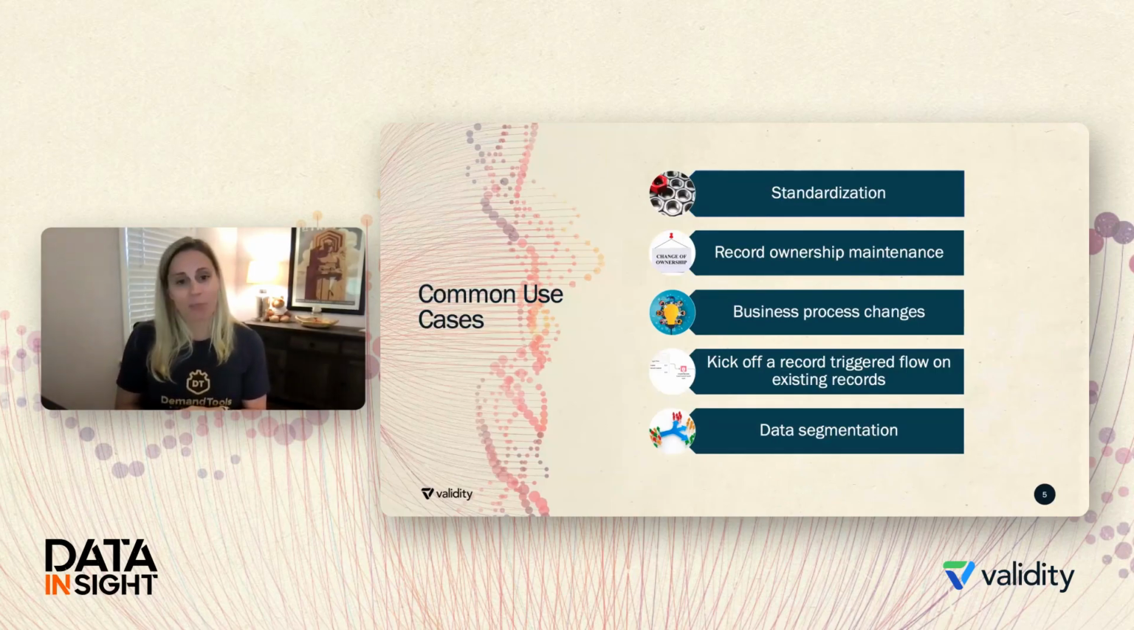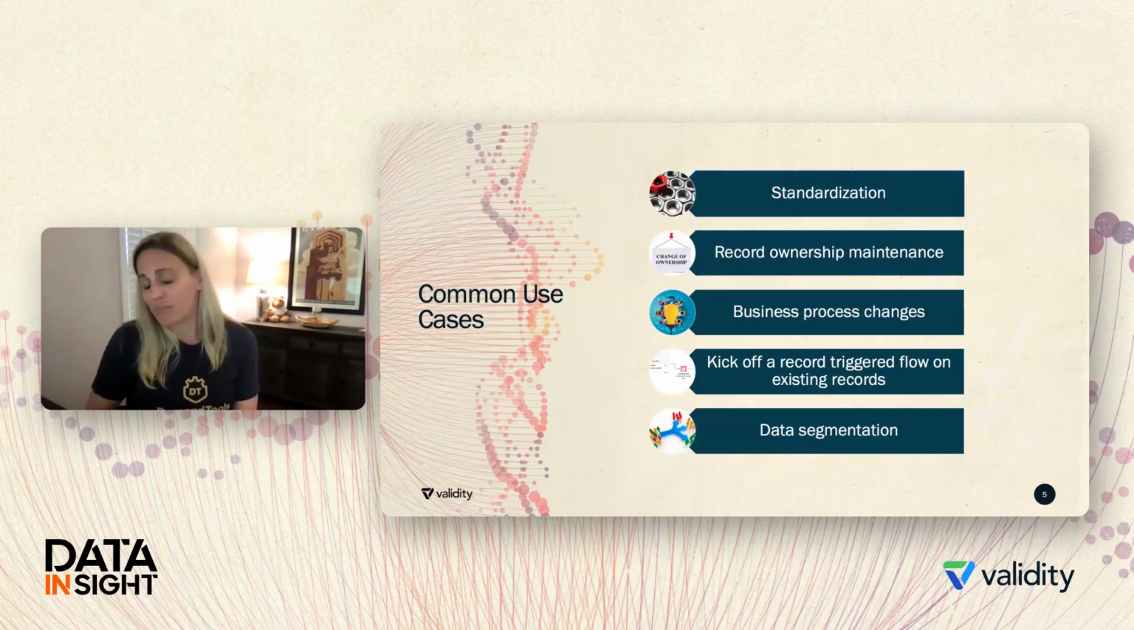Next up is business process changes. So let's say maybe you create a new record type and you need to take a subset of your records and put them into that record type. We hear about this often, just having to do those bulk changes to affect a whole bunch of data.